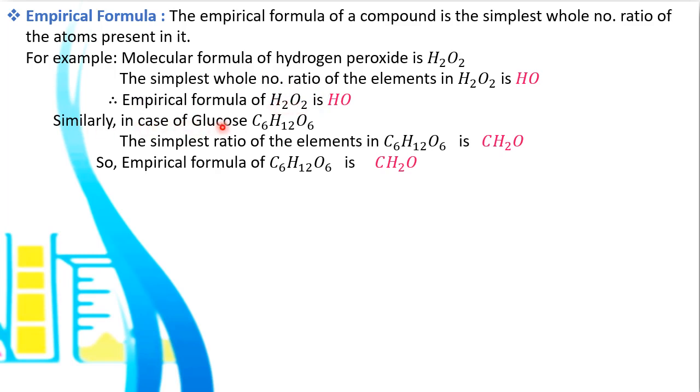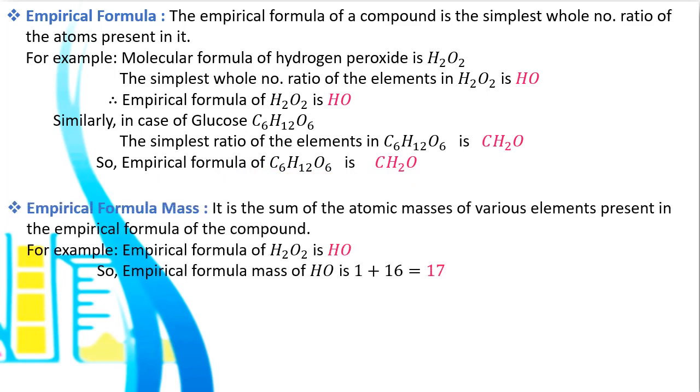Similarly, in case of glucose C6H12O6, the simplest ratio of the elements in C6H12O6 is CH2O. That means we divide all by 6 because the HCF of 6, 12 and 6 is 6. We get CH2O. So empirical formula of C6H12O6, that is glucose, is CH2O.